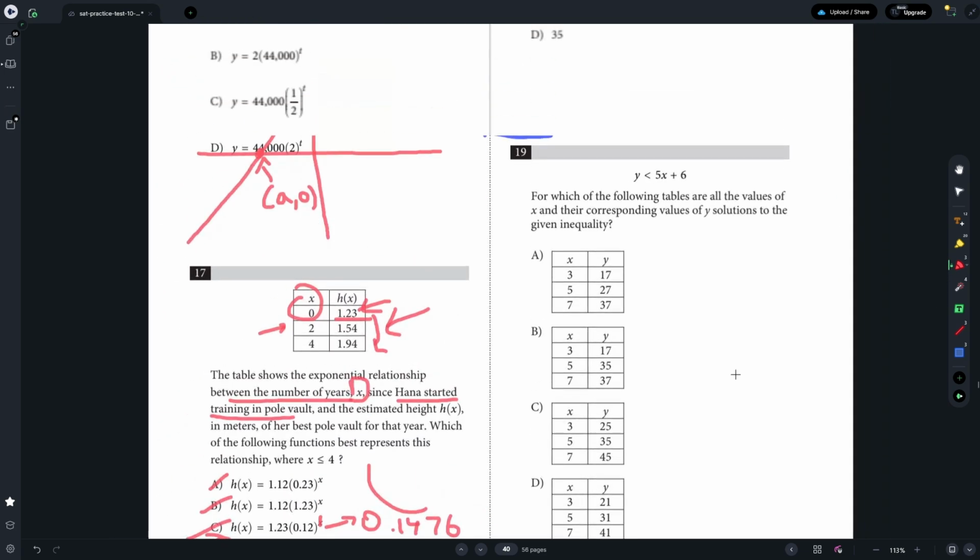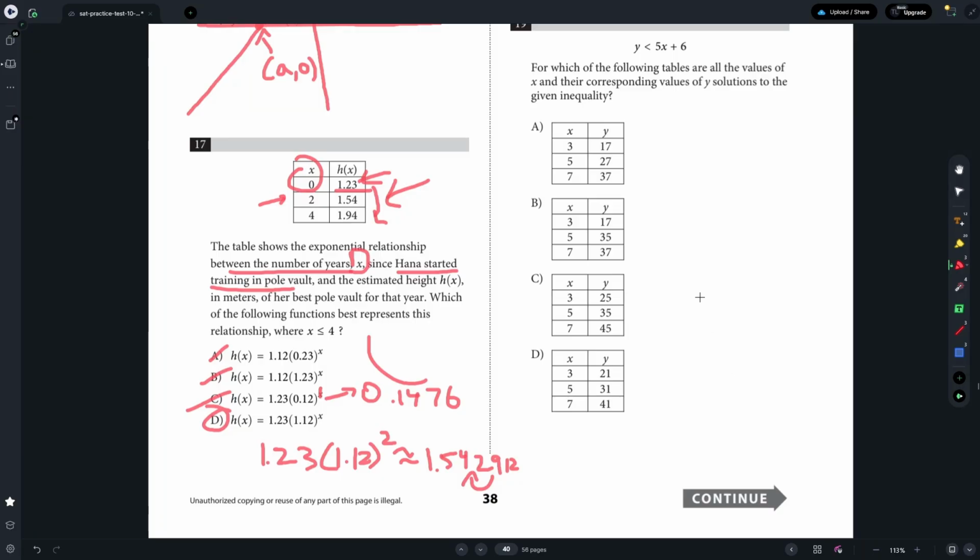We gotta zoom out for this question. Number 19. y is less than 5x plus 6. For which of the following tables are all the values of x and their corresponding values of y solutions to the given inequality? We can see in these tables that the x values remain the same throughout all the choices: 3, 5, and 7.